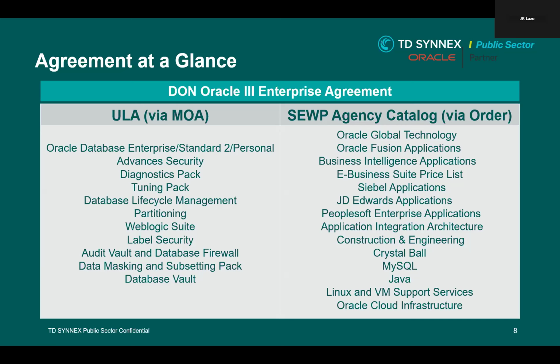To procure licenses on the agency catalog, i.e. the licenses on the right-hand side of the slide, you would need to reach out to the Navy Oracle team at DLT for ordering procedures.